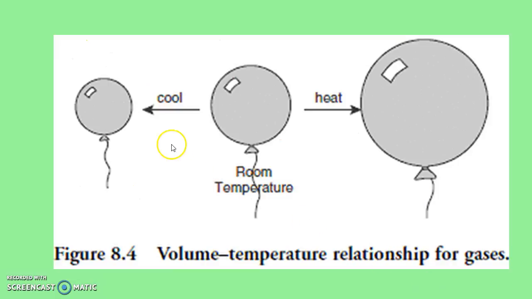We have a balloon filled with air. Here it is at room temperature. If we heat it up, it gets bigger. If we cool it down, it gets smaller. So as temperature increases, volume increases. As temperature decreases, volume decreases. What gas law is this volume-temperature relationship? It's Charles's law. It's a direct relationship. As temperature increases, so does volume.